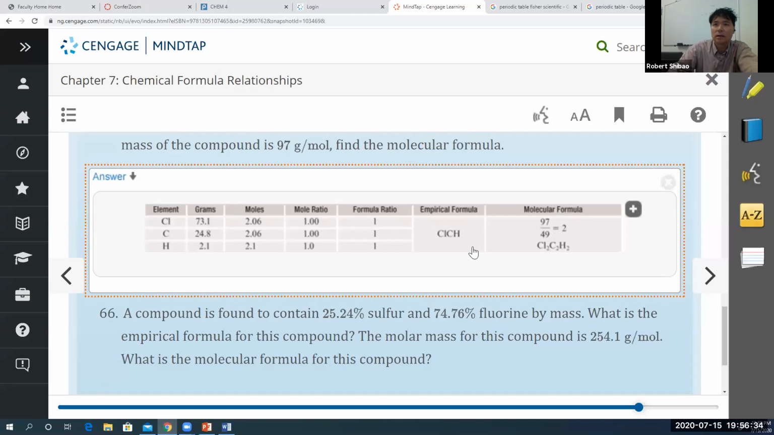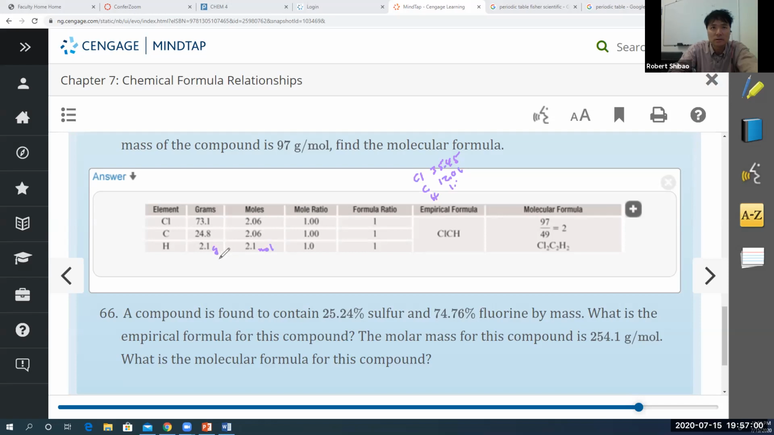But how much is the empirical mass for this? How much does the empirical unit weigh? Chlorine is 35.45, off the periodic table. Carbon is 12.01, also off the periodic table, and hydrogen is 1. This is a compound, so for hydrogen alone I'm going to use 1.008. When I go from grams to moles here, I'm going to use this conversion factor: 1 mole of H atoms weighs 1.008 grams. Over here I'm just going to use 1.01, because I'll have the right number of sig figs, and I could round it in the end.